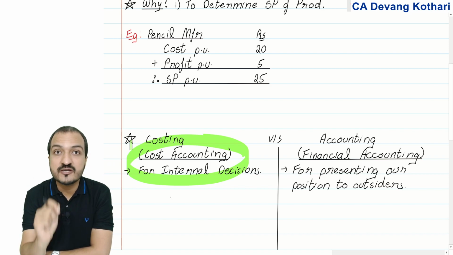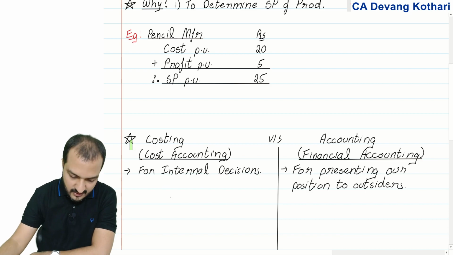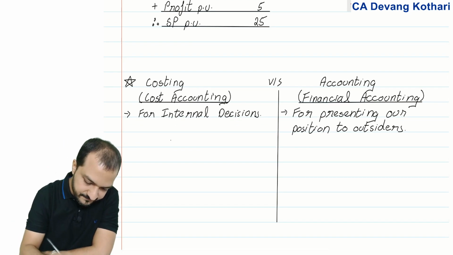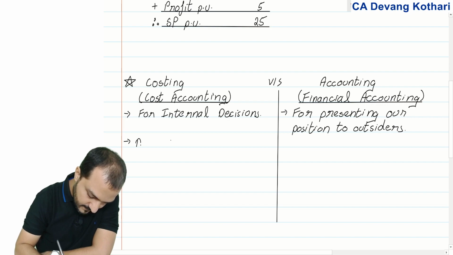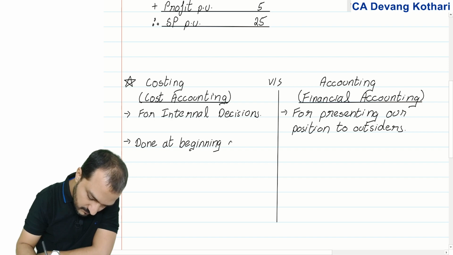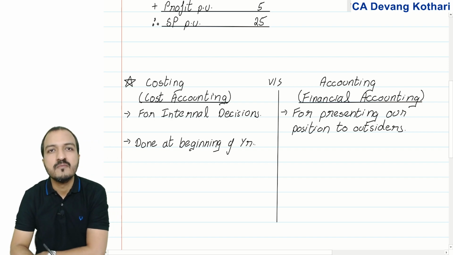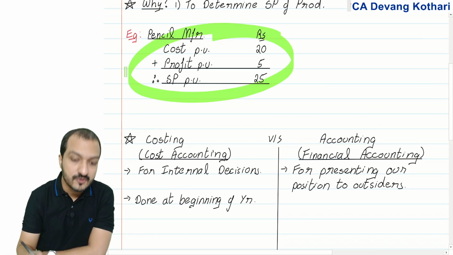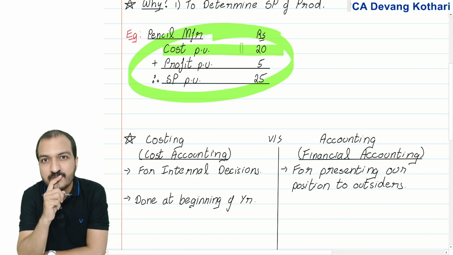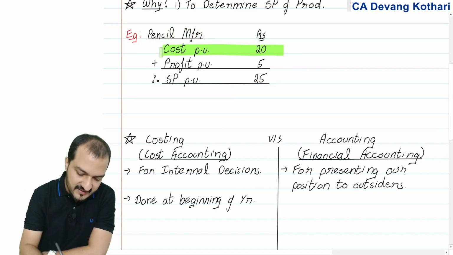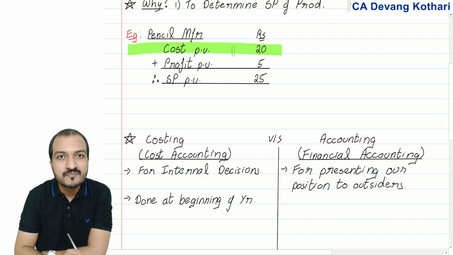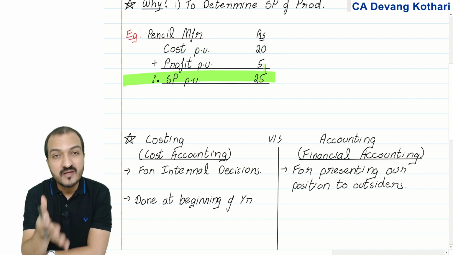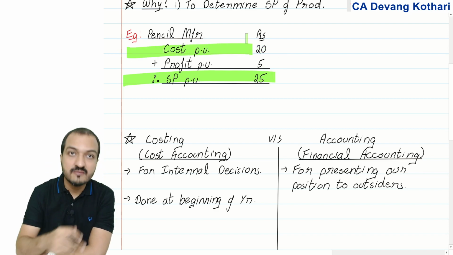My entire subject of costing, all calculations in this subject of costing are to be done at the beginning of the year. Now tell me, if these calculations are done at the beginning of the year, do I know the cost per unit of one pencil? No. So how do I start that calculation? How will I determine selling price at the beginning of the year when I don't even know cost at the beginning of the year?